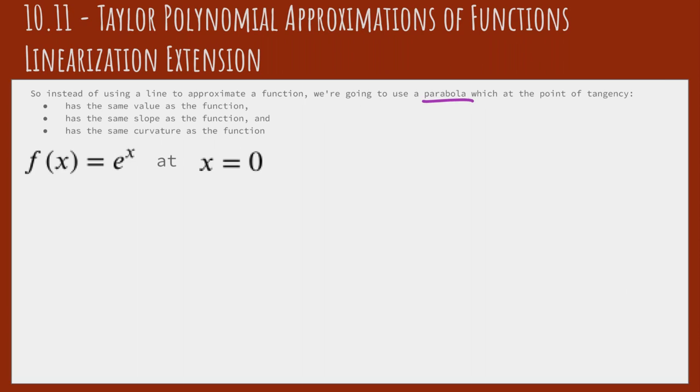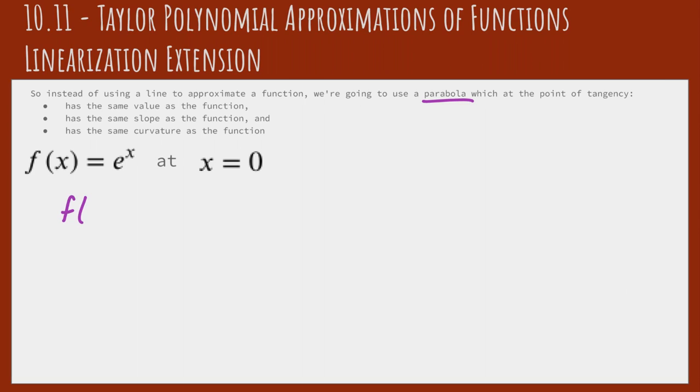Notice that I said here that we're going to use a parabola. A parabola is what I'm going to use because when we take the second derivative of a parabola, an x squared or second degree polynomial, we're going to end up with a constant. So instead of taking a straight line, which is a first degree polynomial, we're going to use a parabola, which is a second degree polynomial.